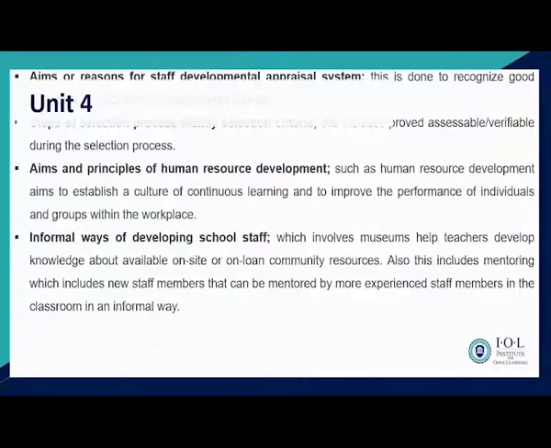Also, this includes mentoring, where new staff members can be mentored by more experienced staff members in the classroom in an informal way. Sometimes you look at the experienced staff member who is teaching. Then a fight starts in his or her class. You check how this teacher approaches that situation before you encounter a similar situation. It's an informal way because you are just observing.